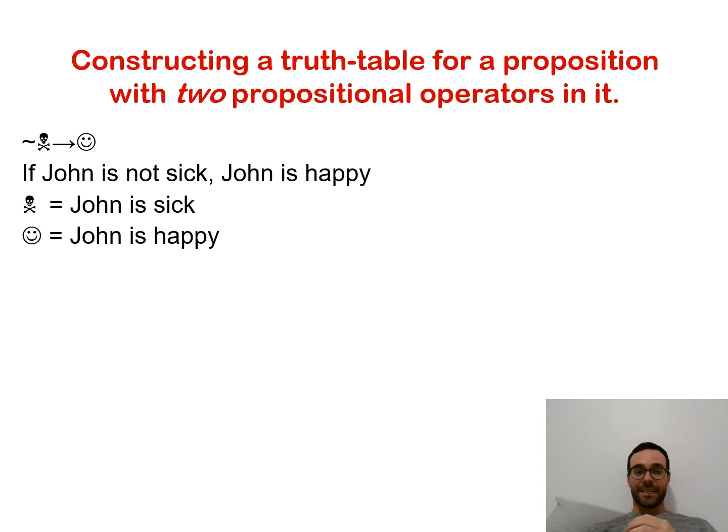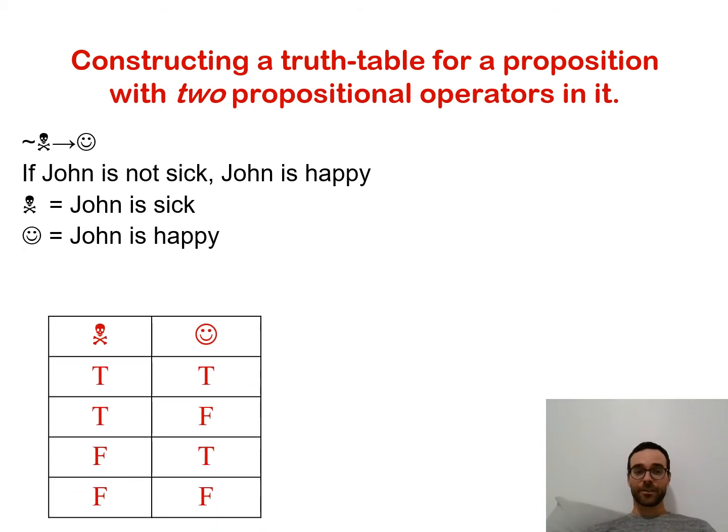So taking just a single proposition, a complex conditional proposition: if John is not sick, then John is happy. Here we have two simple propositions: John is sick, John is happy. And we would symbolize this as follows: negation, skull and crossbones, arrow, smiley face. This is the symbol form for if John is not sick, John is happy. So the first thing we would do is to create our reference columns.